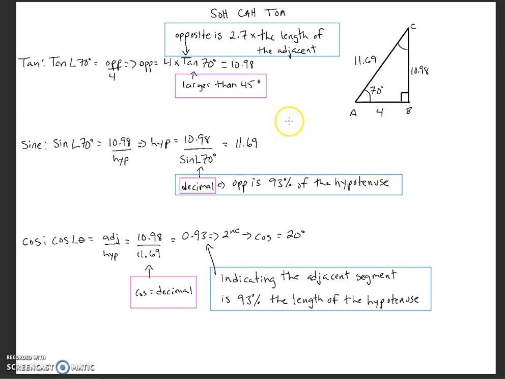So I've made a few little highlights here, right? The opposite, the length of the adjacent, larger than 45. This is a decimal, 93%. Cos is a decimal. The adjacent segment is 93%. And that is it for solving the total triangle.